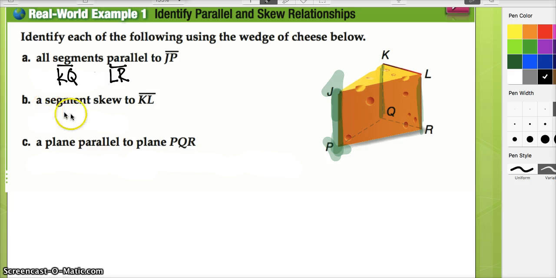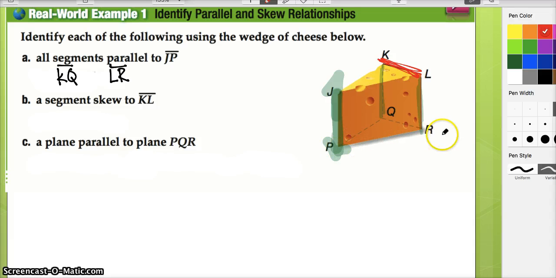Next, we want a segment, just one, a segment that is skewed to KL. So I identify KL over here, and maybe I might darken that red line. There's KL, and I want something that is skew. Skew, we remember, doesn't exist in the same plane. So these guys won't help, and this guy won't help because these are all in the same plane.